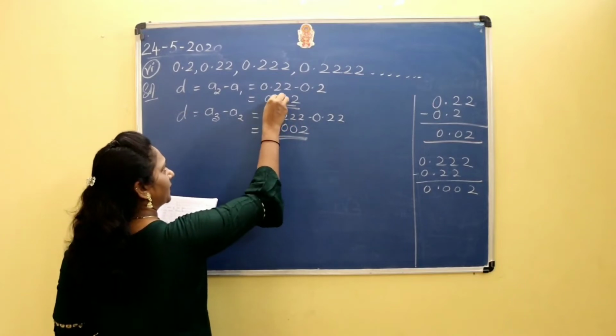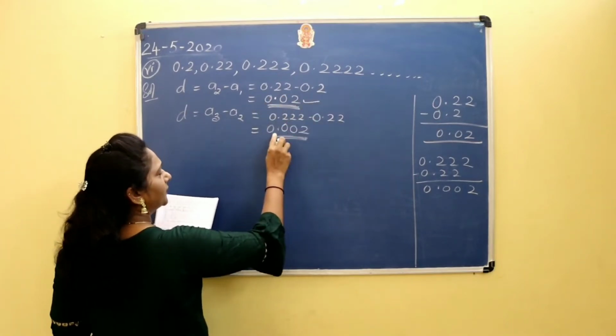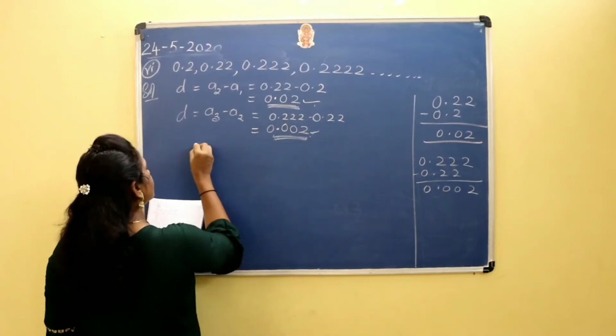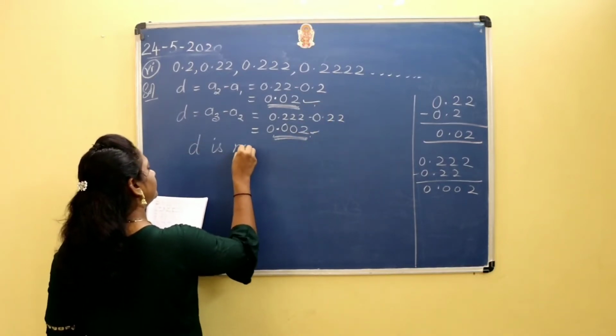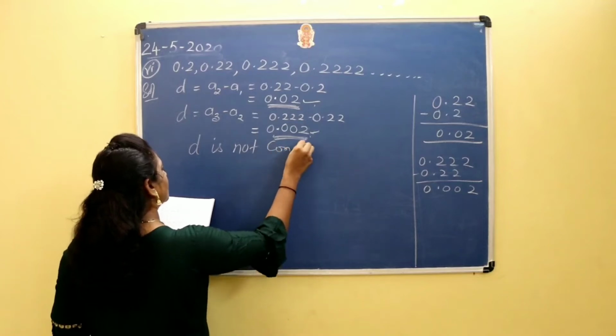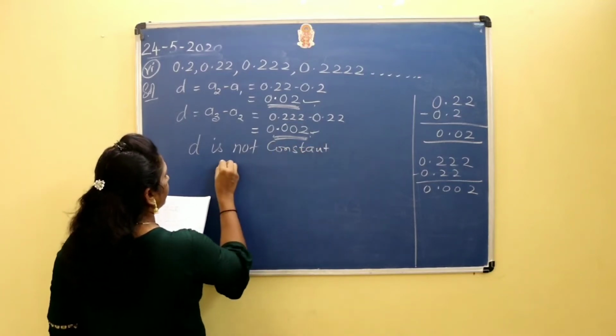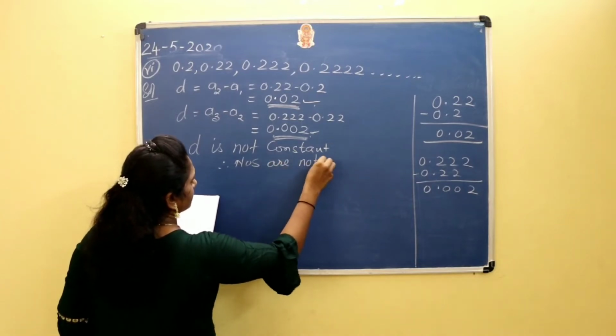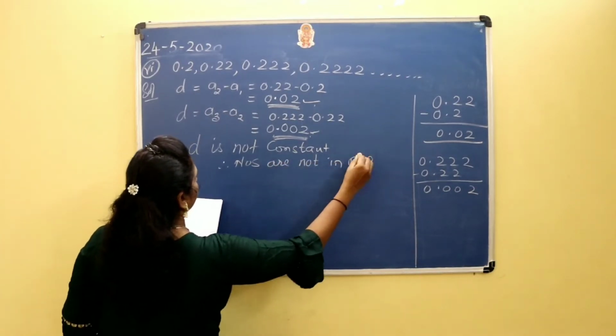So here your D is 0.02. Here your D is 0.002. Therefore, D is not constant. Therefore, the numbers are not in AP.